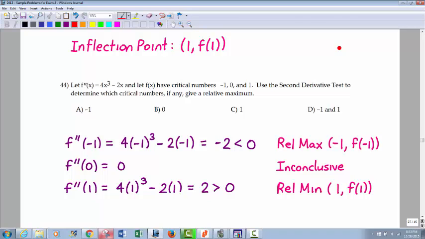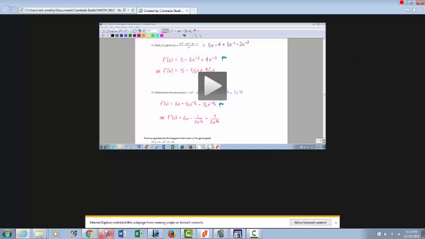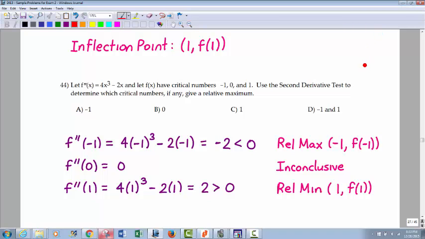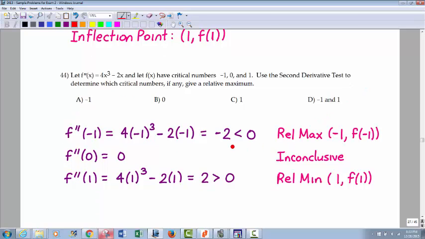and test them. And by definition, if you plug the critical number in and it gives you negative in the second derivative, that's a relative max. If it's positive, it's a relative min. If it's 0, it's inconclusive. It doesn't tell you anything special. Probably not either, but no guarantee. Now, let's see what we have.